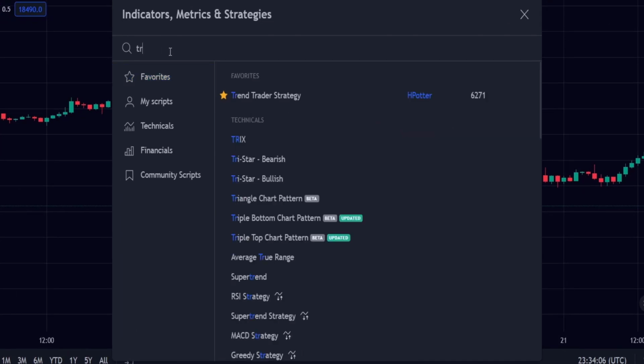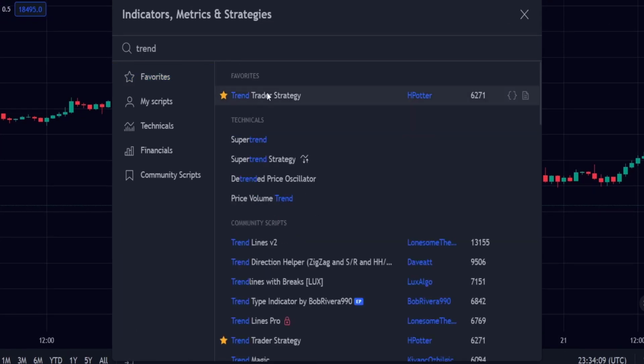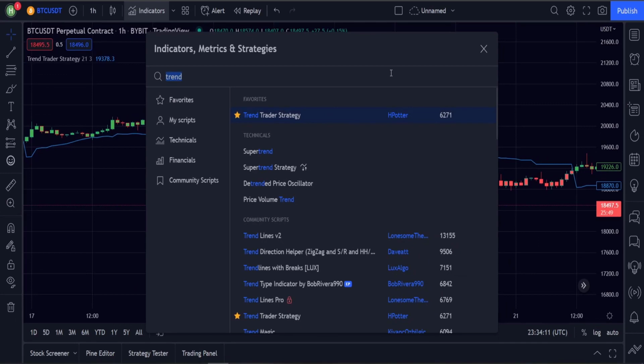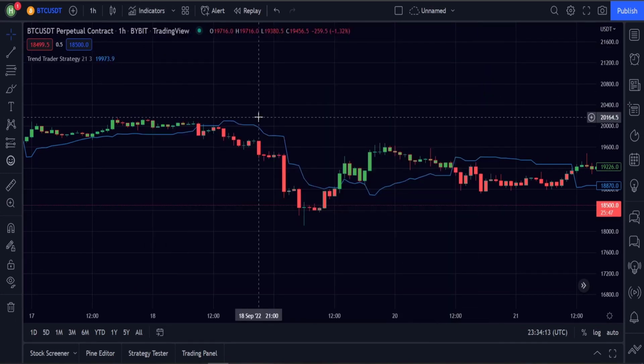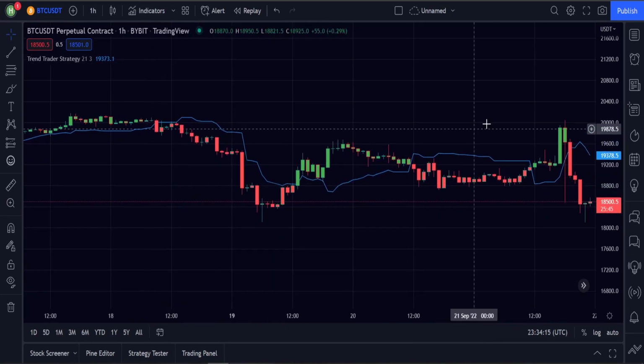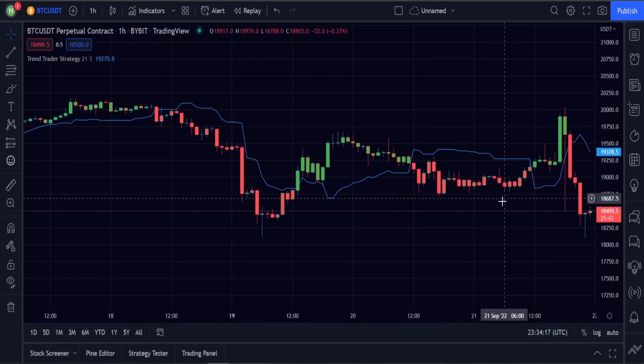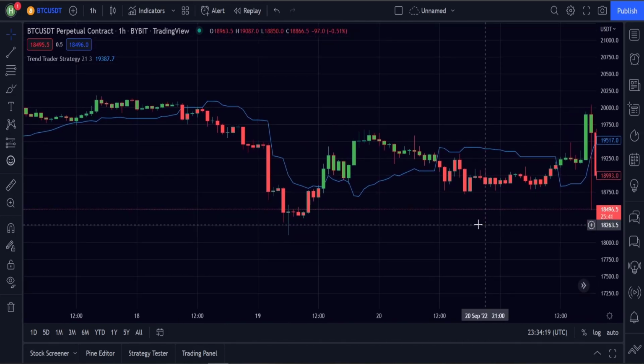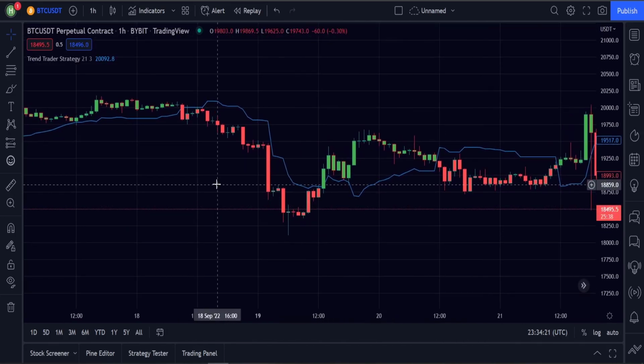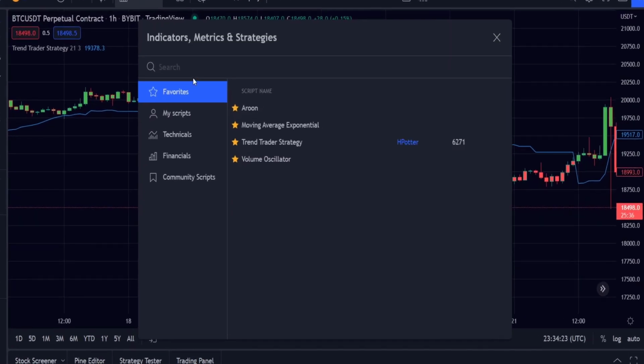So the first indicator we're going to be adding is the Trend Trader strategy. This one, by H. Potter, is used to identify the direction of market momentum based on the idea that markets have an element of predictability. So by analyzing historical trends and price movements, we'll be able to forecast what could happen in the future.